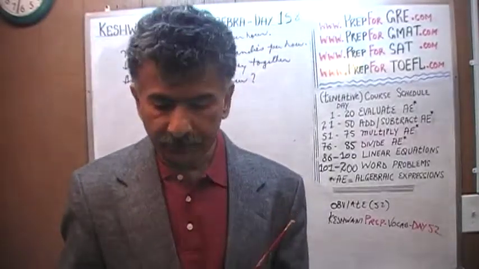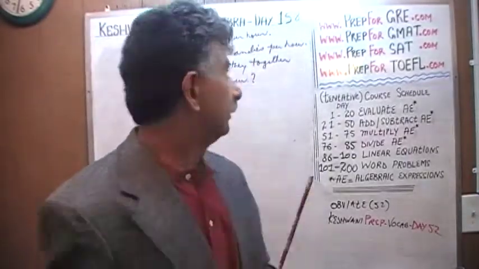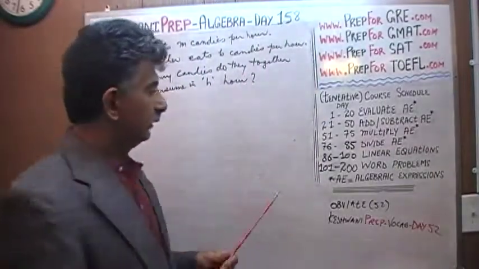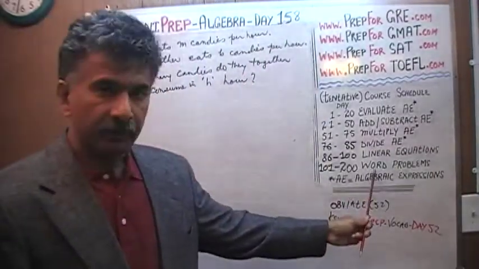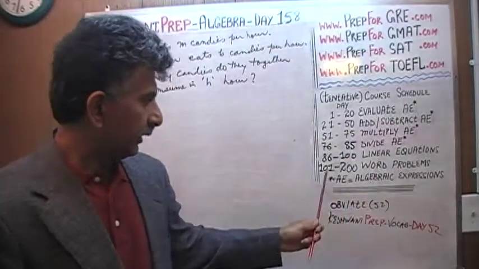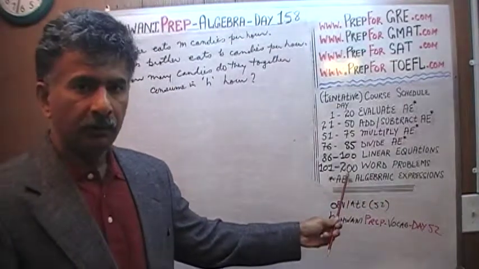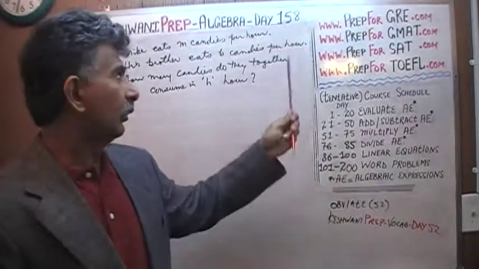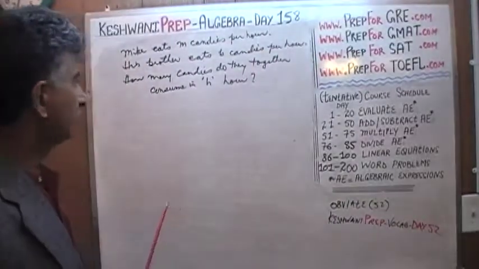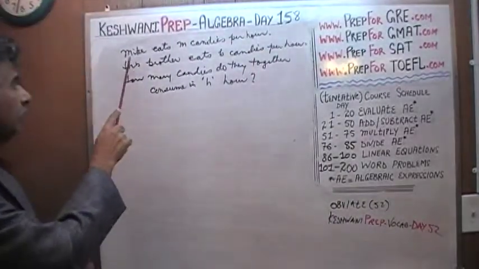Today is our lesson number 158. Day 158, we are in the process of doing word problems from day 101 through 200. Today is our 58th day of solving a word problem. Here's the problem on the blackboard. Here's the problem for today.